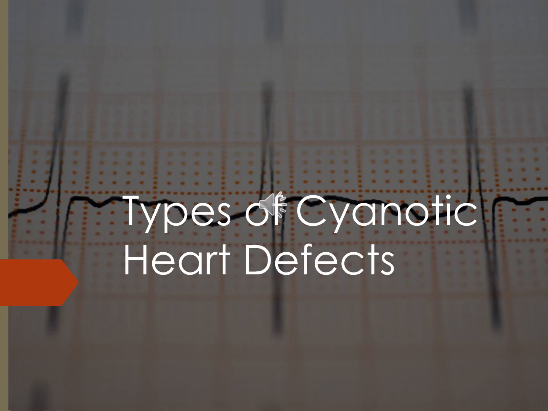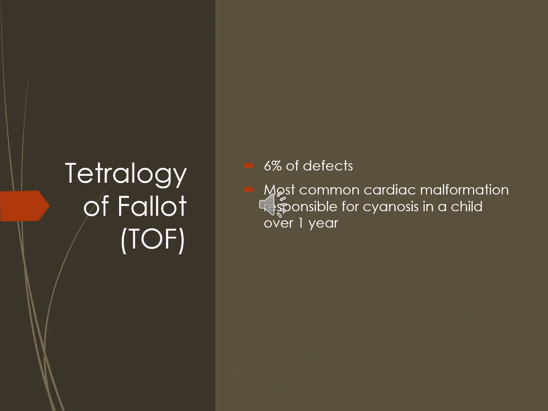Let's move on and look at some types of cyanotic heart deficits. Let's talk about tetralogy of Fallot, or Fallot, depends on how you pronounce it. This composes 6% of deficits. It is the most common cardiac malformation responsible for cyanosis in a child over the age of 1 year.